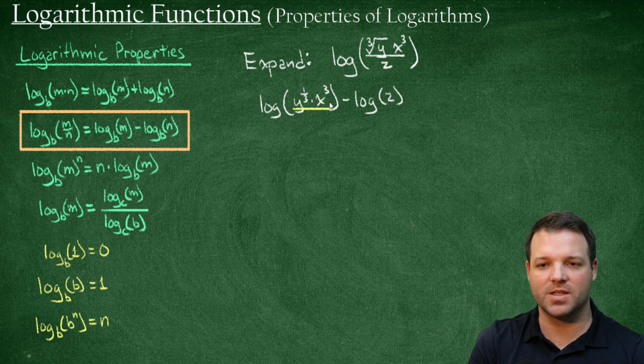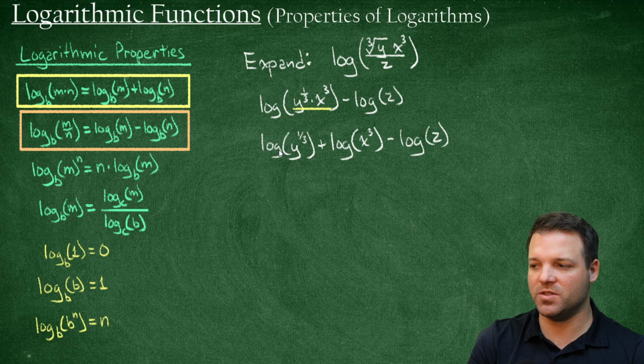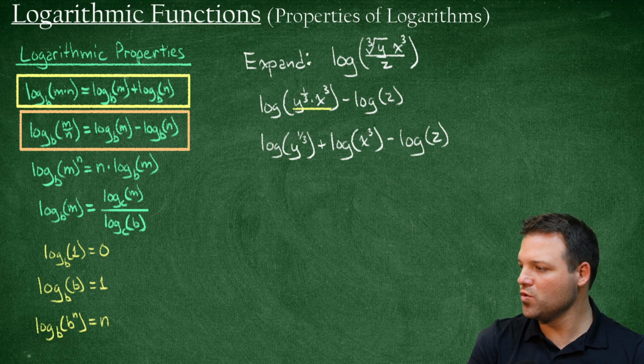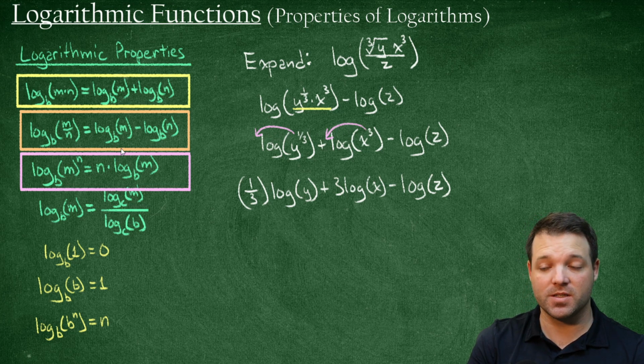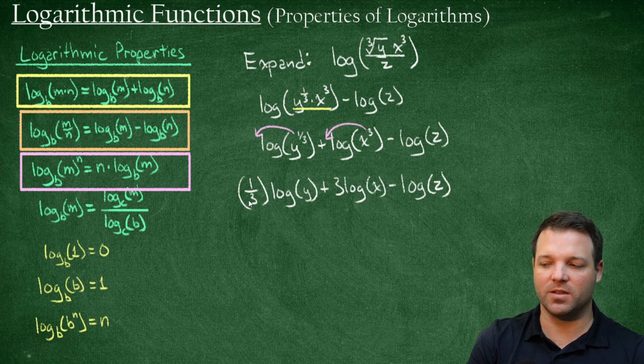Now I'm noticing that I can apply the product rule to expand this one right here. I have y to the 1/3 times x to the third. And so let's go ahead and apply that. We can split this first term up to log of y to the 1/3 power plus log of x to the third power. And then, of course, we still have our minus log z. And then finally, we can take our exponents and move all of those out front using our power rule here. And so the 1/3 goes out front. So we end up finally with 1/3 times the log of y for that first term, plus 3 times the log of x, minus the log of z.